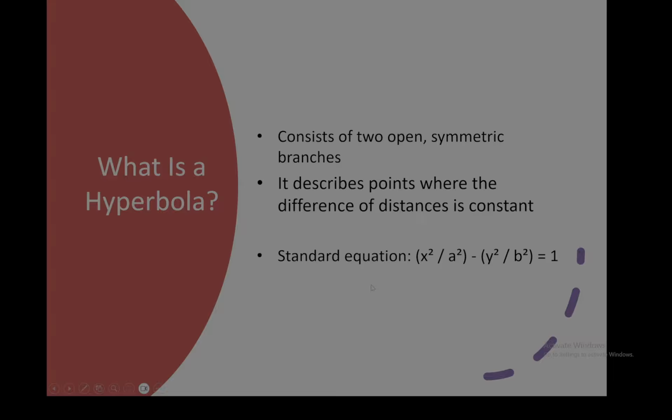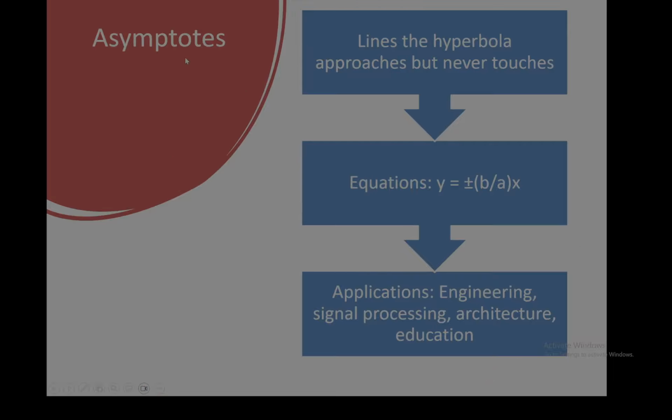This is a hyperbola. Now, asymptotes. What is an asymptote of a hyperbola? It is a line the hyperbola approaches but never touches. The two crossing lines never touch it. The equation is simply two lines: y equals plus or minus b over a times x. So you have two asymptotes, one positive, one negative. Applications: engineering, signal processing, architecture, and education.